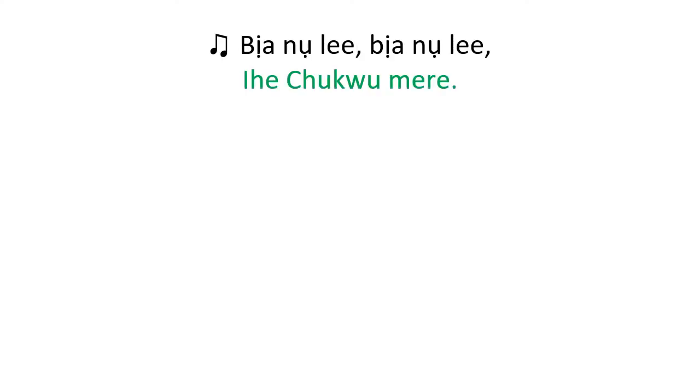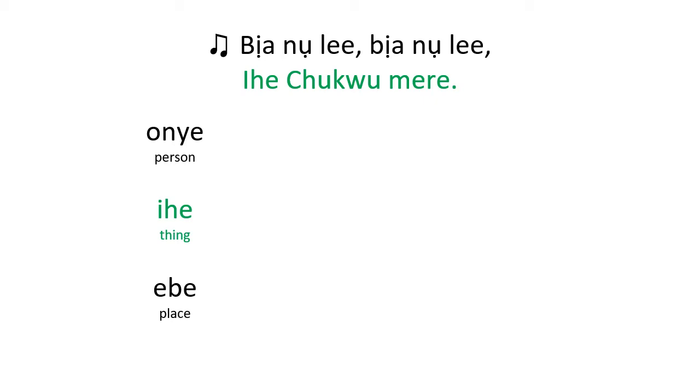Let's move on to the second line of the song. Bịanụle, bịanụle, ihe Chukwu mere. We'll talk about ihe Chukwu mere. Remember when we learned onye, ihe, and ebe? This song is using ihe. This is a good time to mention that in Igbo there is no article. In English, the articles are a and the.